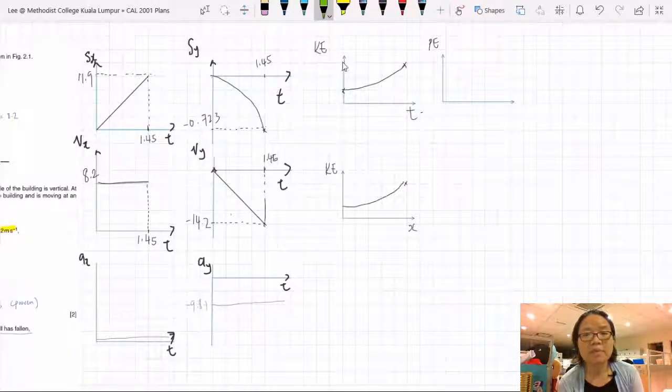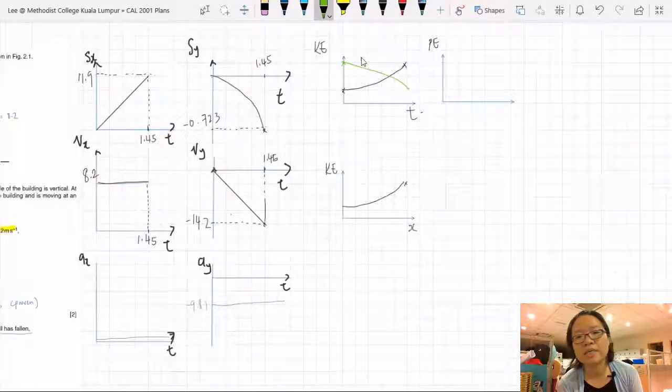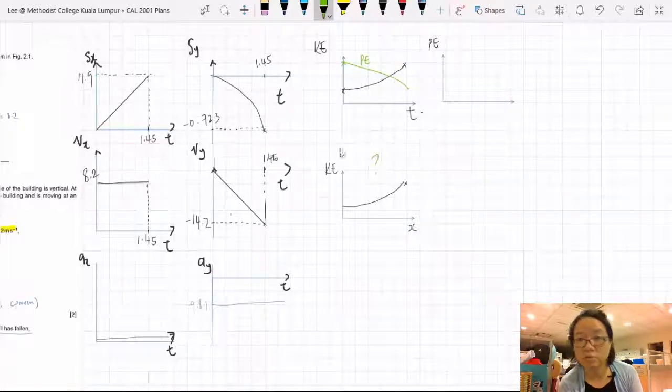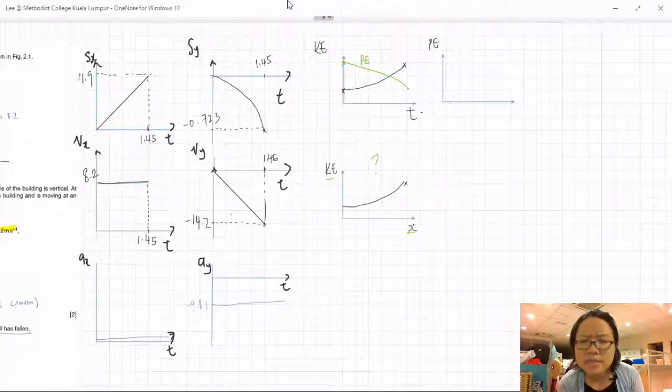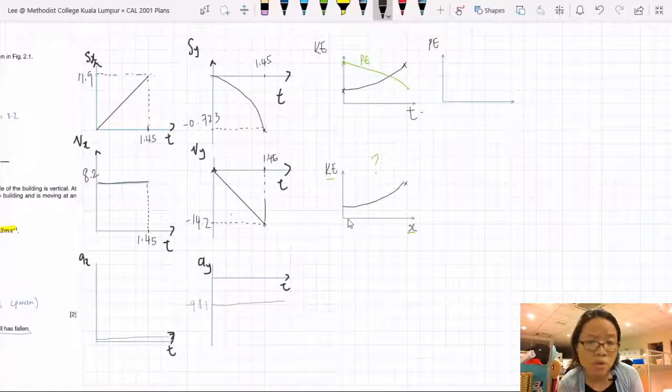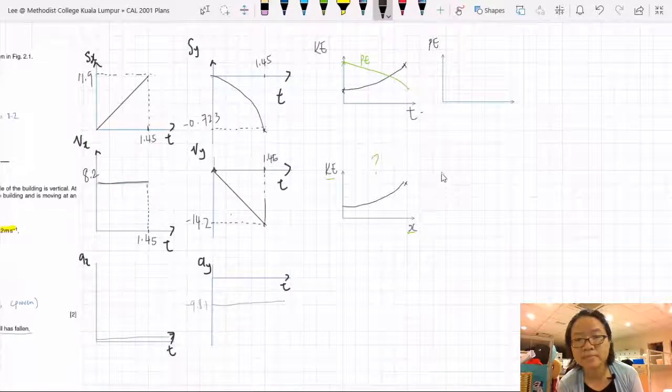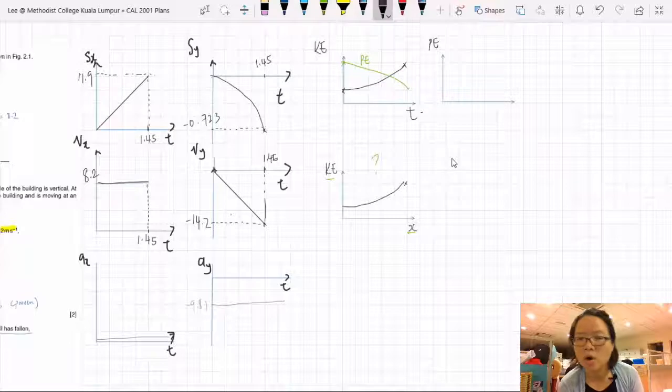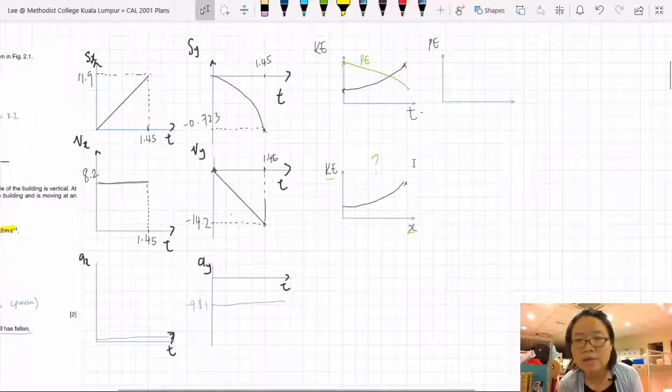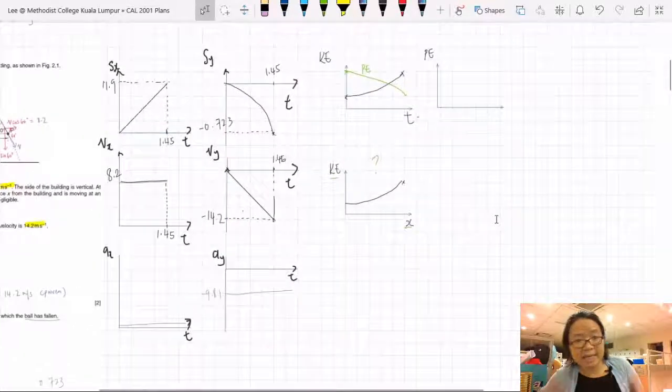Okay, then you might be thinking about PE. I think PE can be drawn on the KE graph, because if the KE graph increases by 2 boxes, then the PE graph will decrease by 2 boxes. But is the KE against position graph correct? Well, this question needs some equations.